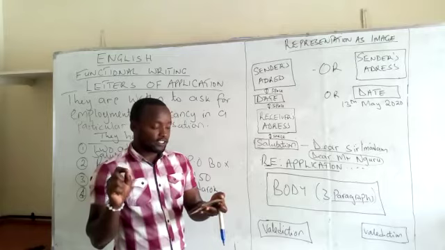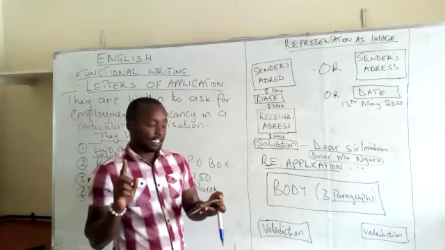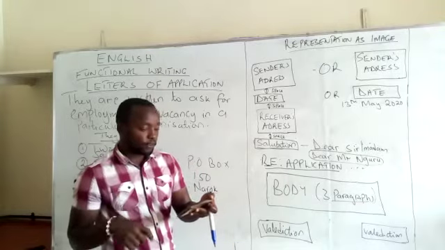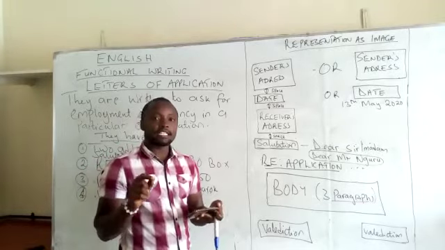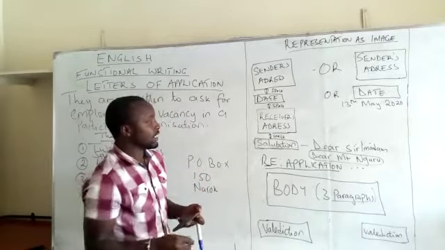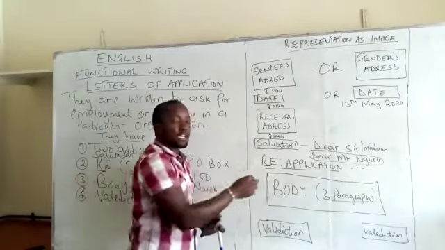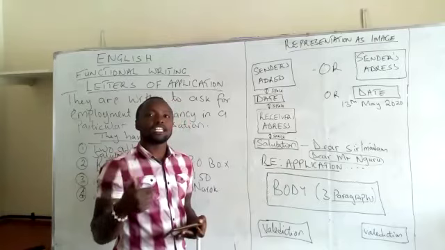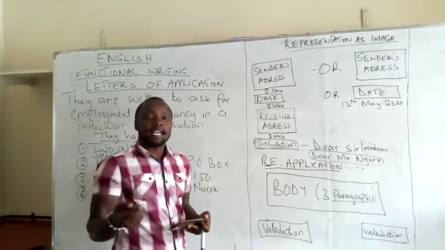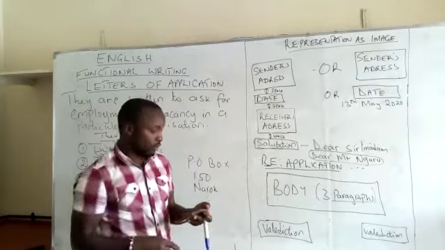Application for a history CRE job vacancy. Then he goes ahead and says, I am applying for the above mentioned post advertised in the Daily Nation on Wednesday, 23rd July 2017. So here, the first paragraph mentions what you are writing the letter for, what it is that you are applying, and how you came to hear of it.